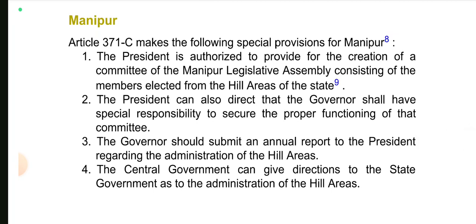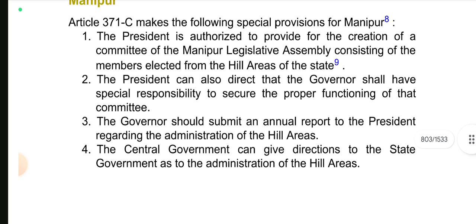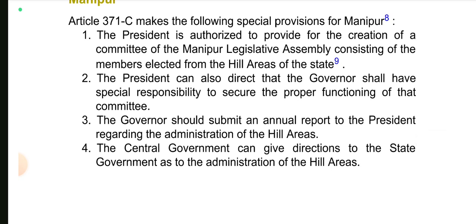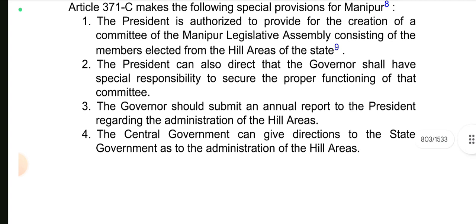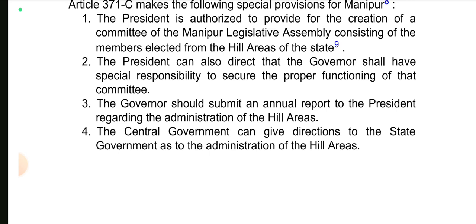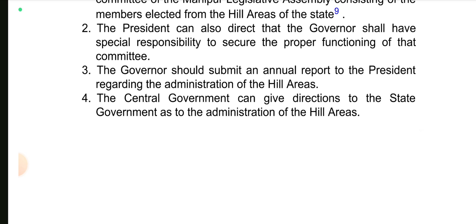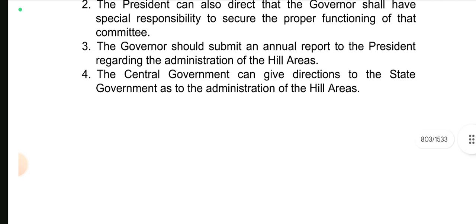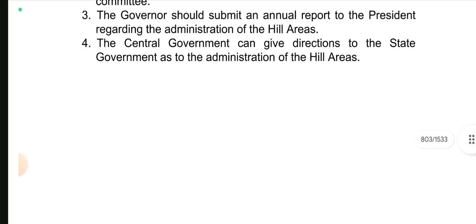Manipur: Article 371C makes the following special provisions for Manipur. The President is authorized to provide for the creation of a committee of the Manipur Legislative Assembly consisting of the members selected from the hill areas of the state. The President can also direct that the Governor shall have special responsibility to secure the proper functioning of the committee. The Governor should submit an annual report to the President regarding the administration of the hill areas. The central government can give directions to the state government as to the administration of the hill areas.